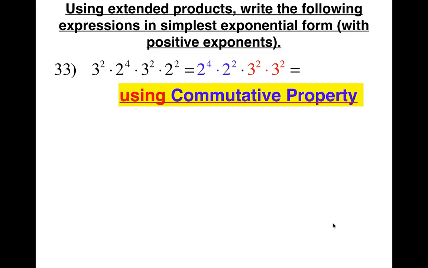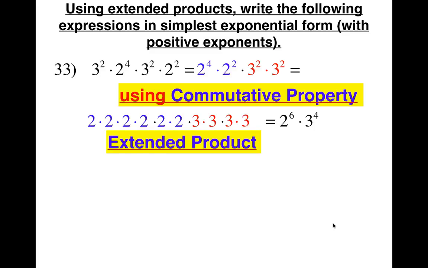Okay. So now it says, using extended products, write the following expression in simplest form with positive exponents. So go ahead and try number 33. Okay, so here is your answer. It's going to be 2 to the 6th times 3 to the 4th. And again, you use commutative property to reorder them and then use extended products. Okay, what about number 34? Go ahead and pause the video. Let's see how well you did.